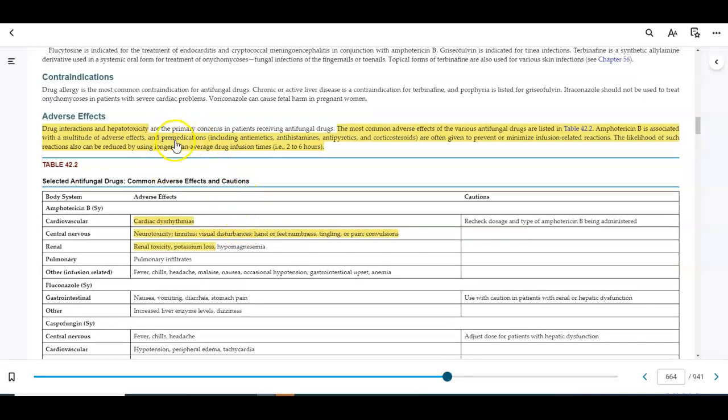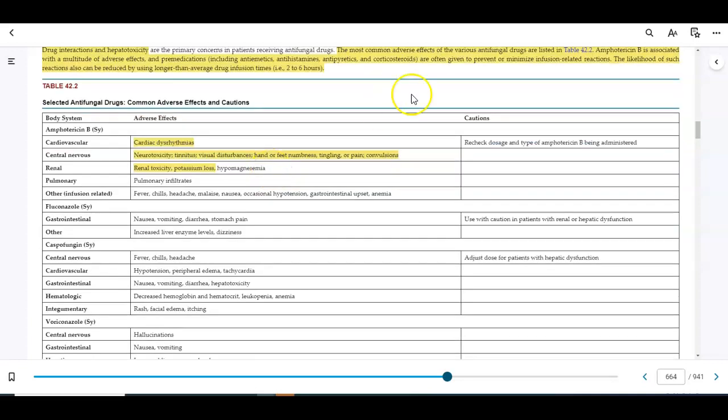I did want to point out, because they do have so many adverse effects, that we do a lot of pre-medication before we give our antifungals. So antiemetics to cut down on that nausea, vomiting, antihistamines to stop that inflammatory reaction, antipyretics for the fever, and then corticosteroids also to help decrease those reactions. And then also notice that we can decrease those reactions if we slow down the infusion time. Amphotericin being the one I think they're specifically talking about there, because that one's typically given IV piggyback. So we would do that in a slow IV piggyback over 2 to 6 hours.